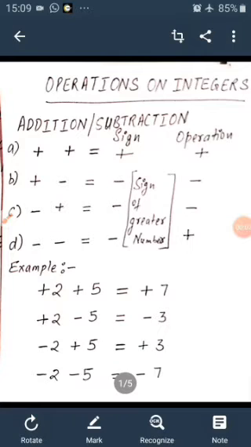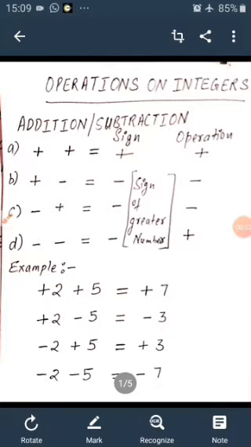Good morning, students. Today we will study the last topic of our chapter, that is operations on integers. So let us proceed. First we are going to discuss addition and subtraction. You can see here are four cases.